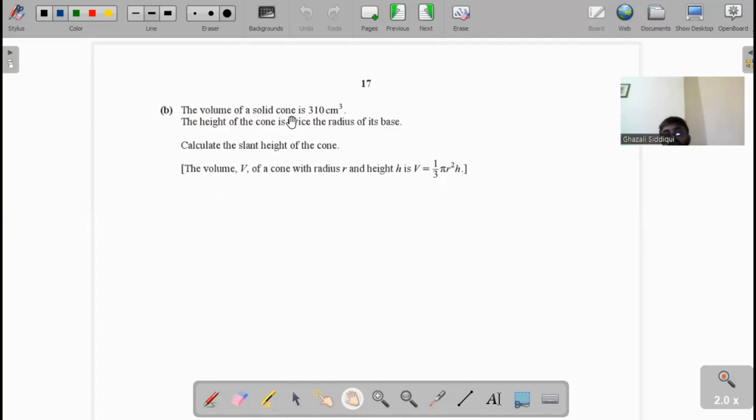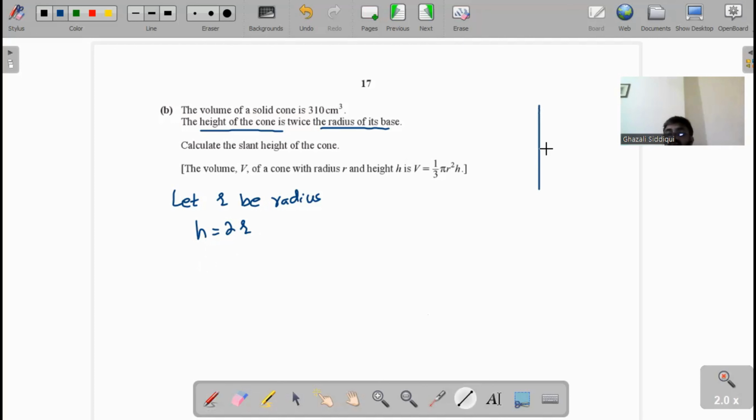Part B, the volume of a solid cone is 310 cubic centimeters. The height of the cone is twice the radius of its base. Calculate the slant height of the cone. The volume of a cone with radius r and height h is V equal to 1 over 3 pi r square h. Here the height of the cone is twice the radius. Let r be the radius of the cone. Then height will be equal to 2 times r.